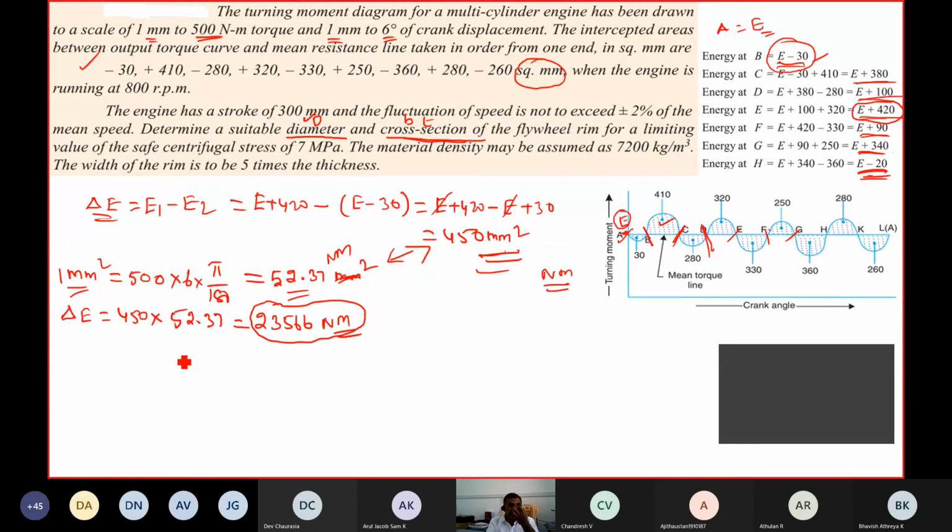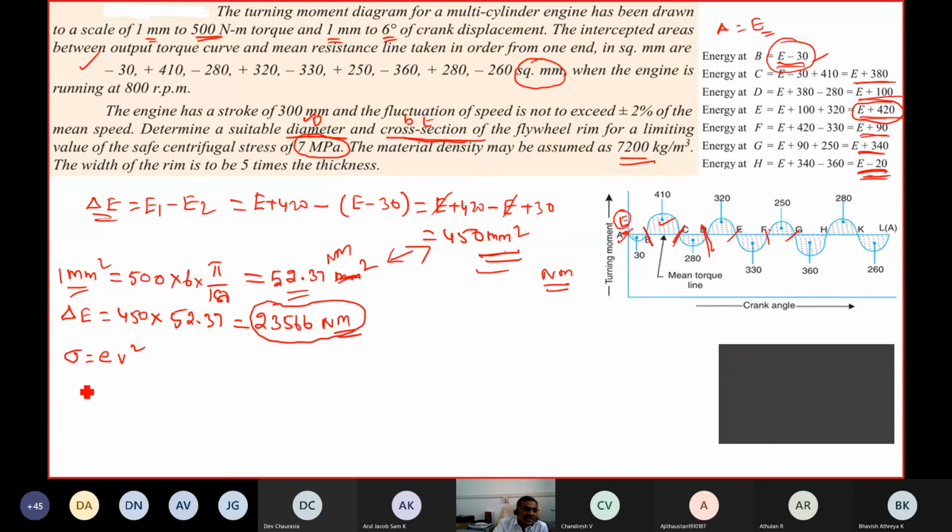Now we are going to calculate the diameter. So how to calculate the diameter? Already the stress is given, and density is given. So we have an equation sigma is equal to rho into V square. From this we can find the value of V. After calculating V, we can find the value of diameter. So here, what is the value of sigma? Sigma is equal to 7 megapascal.